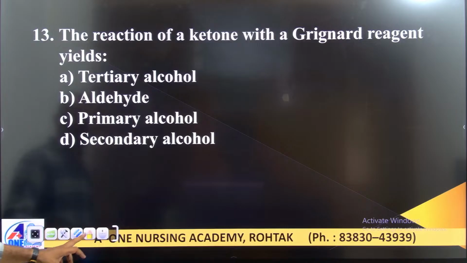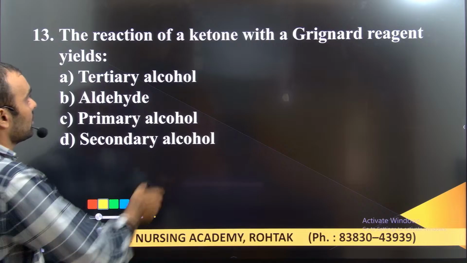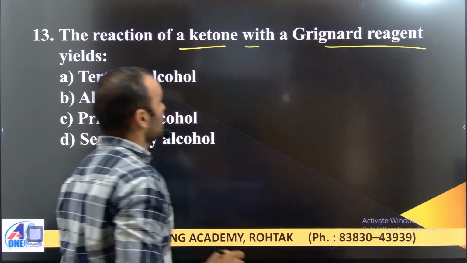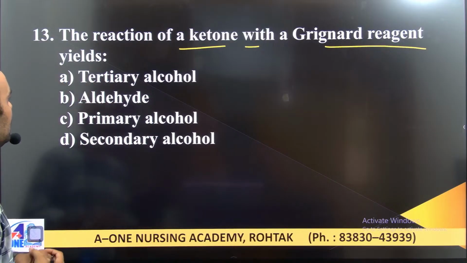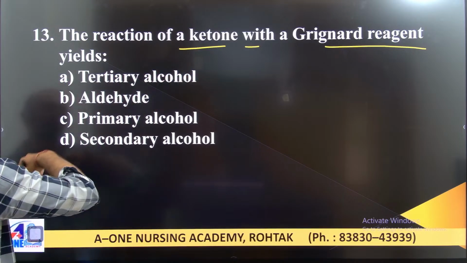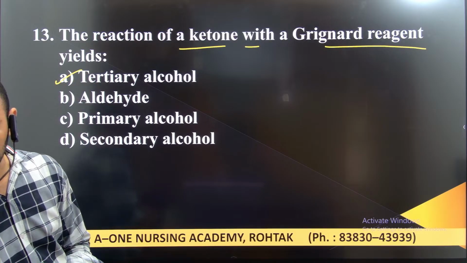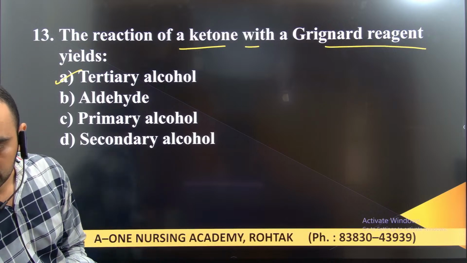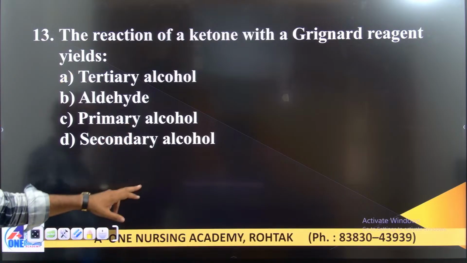Now we are moving towards the next question. The reaction of ketone with a Grignard reagent yields. Okay, so what is the question? The reaction of a ketone with a Grignard reagent. So it will give the tertiary alcohol. So while we are reacting a ketone with a Grignard reagent, we will get the tertiary alcohol as the main product. Okay, yes. Tertiary alcohol is the main product formed by the reaction.